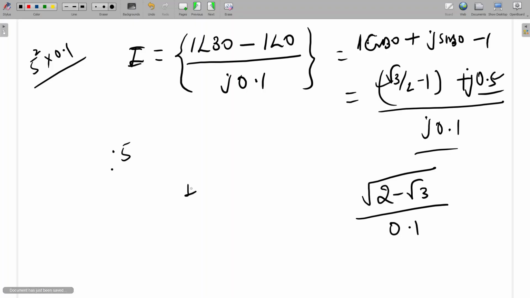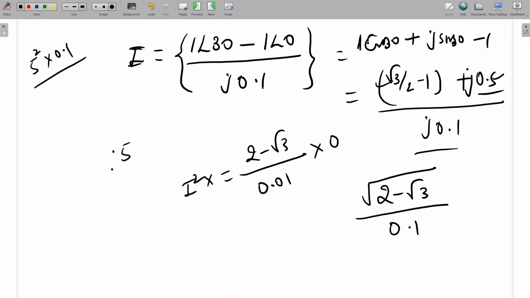So I square into x will be 2 minus root 3 divided by 0.01 into 0.1. How much? Can anyone calculate this value? 2 minus root 3 by 0.1. So 2.679 I am getting. 2.67. So same we are getting.